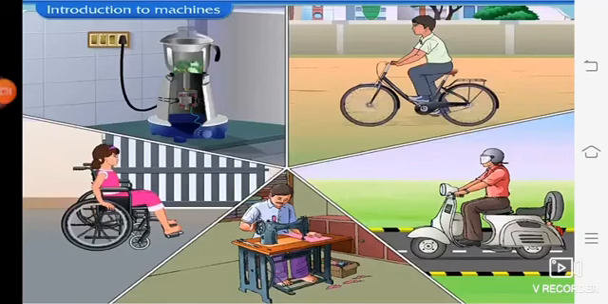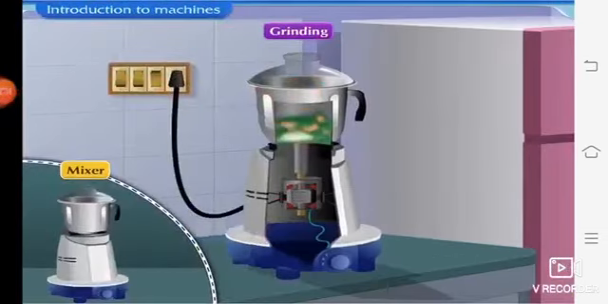Can you tell? Observe the machines shown in the following pictures. For what purposes are they used? Can you name some other machines of this kind? So the first machine, that is a mixer. Can you tell me what is the use of this mixer? Yes, it is used for grinding.